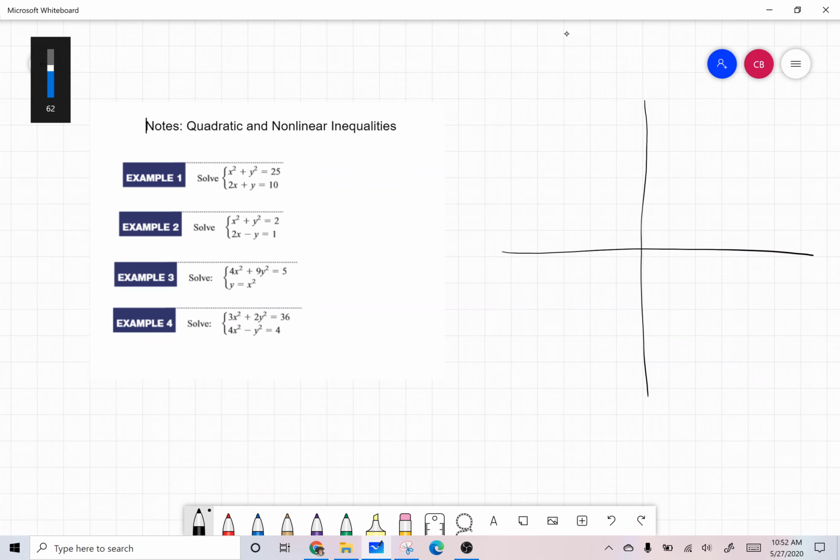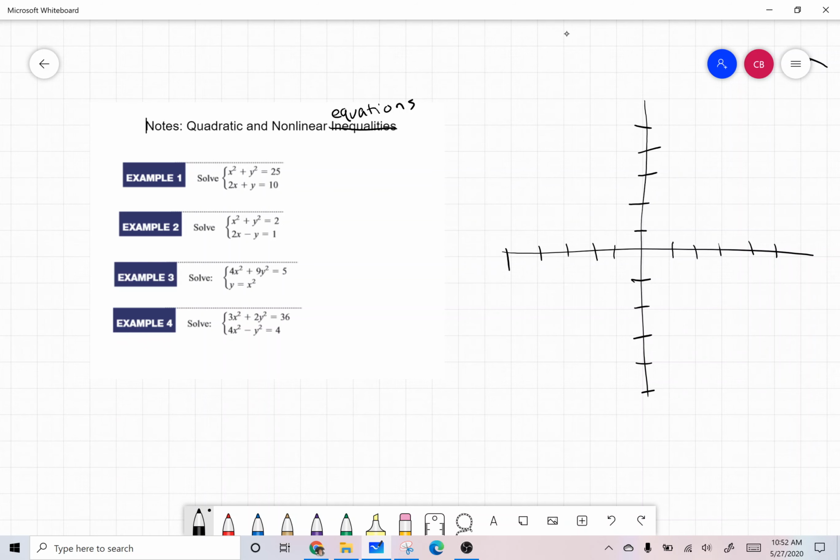Okay, guys, so these aren't actually inequalities. I thought they were when I originally planned for this, but these are just equations. What you need to be able to see here is this is a circle of radius 5, and it's being intersected by a line.